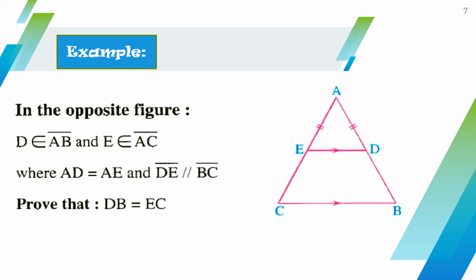Example: in the opposite figure, D belongs to AB and E belongs to AC, where AD equals AE and DE is parallel to BC. Prove that DB equals EC.